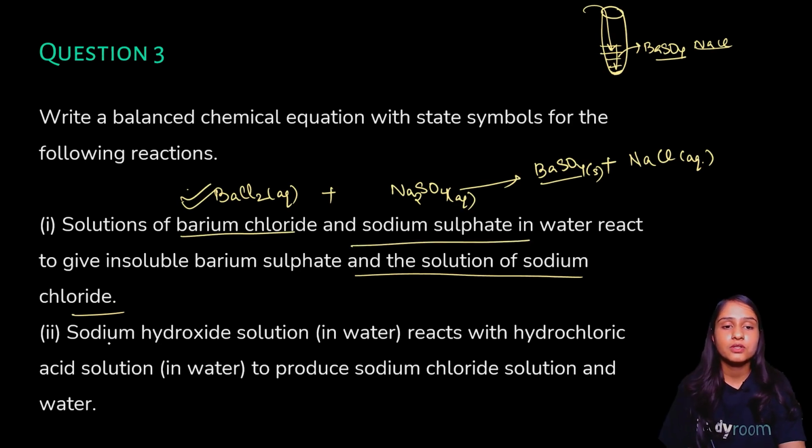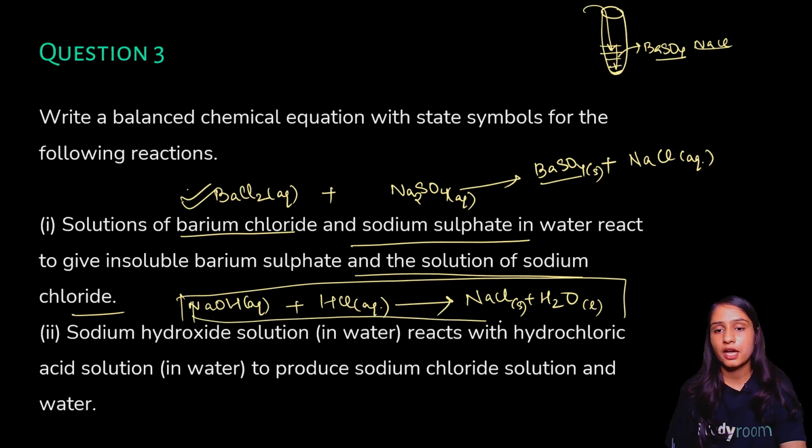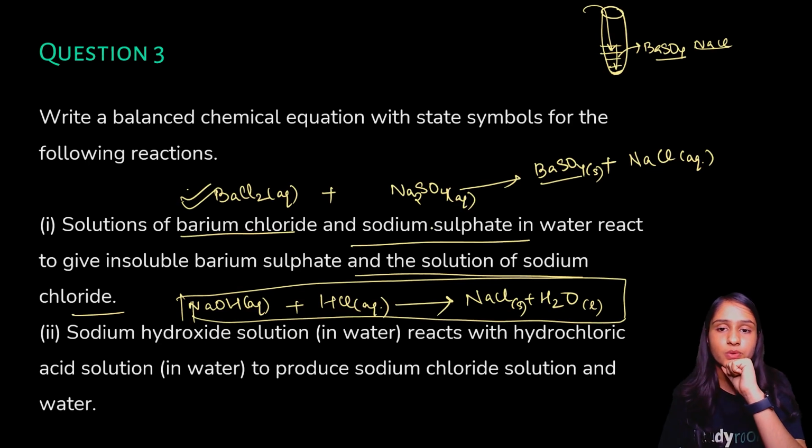Then next, sodium hydroxide in water, this is aqueous, reacts with hydrochloric acid. This is also in water, so it is aqueous. Produces sodium chloride in water. This is in the form of solid and this is liquid. This is in the form of liquid. So these are the proper annotations with the proper balanced chemical equation.